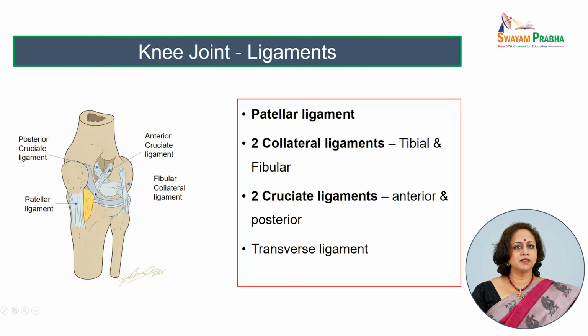So these ligaments, the patellar ligament, the fibular collateral ligament, the tibial collateral ligament, the anterior cruciate ligament, the posterior cruciate ligament and the transverse ligament, are all maintaining stability of the knee joint.